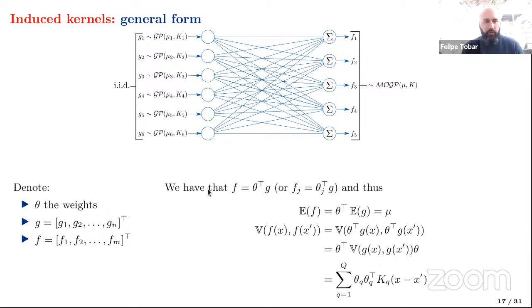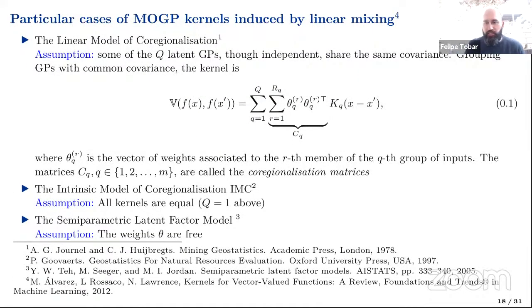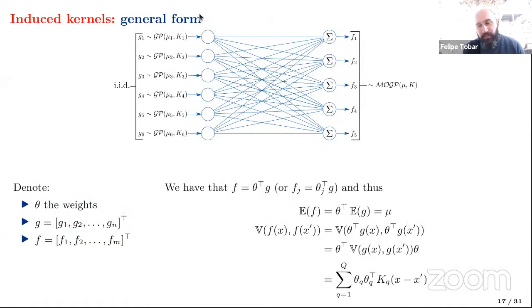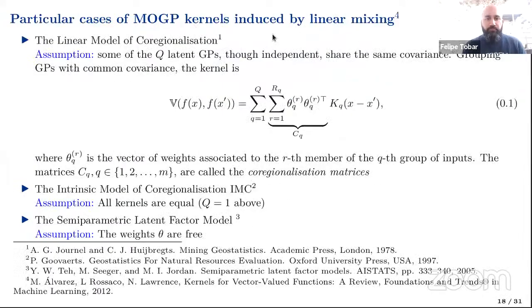This is a general form, but there are specific works that have focused on special instances of this construction. The first one is the famous linear model of coregionalization, where the assumption is that there are groups of input Gaussian processes that even though they're all independent, there are groups that have the same covariance. So with that assumption, the form is a little bit different. So we're grouping some of these channels. We're assuming some of these channels have the same covariance, so they group them in the summation to form this term here, which is called the coregionalization matrices.